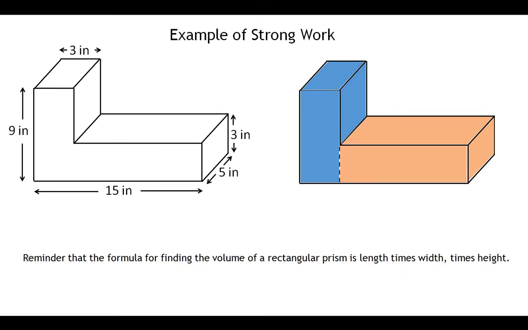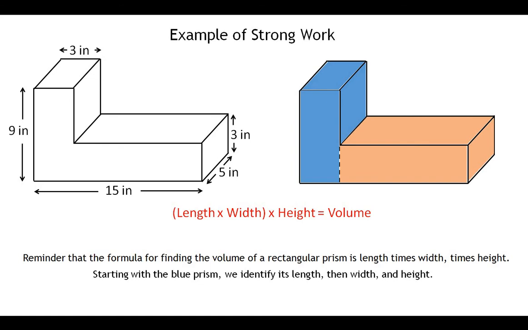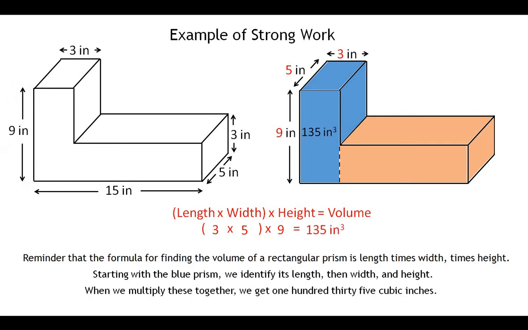Reminder that the formula for finding the volume of a rectangular prism is length times width times height. Starting with the blue prism, we identify its length, then width, and height. When we multiply these together, we get 135 cubic inches.